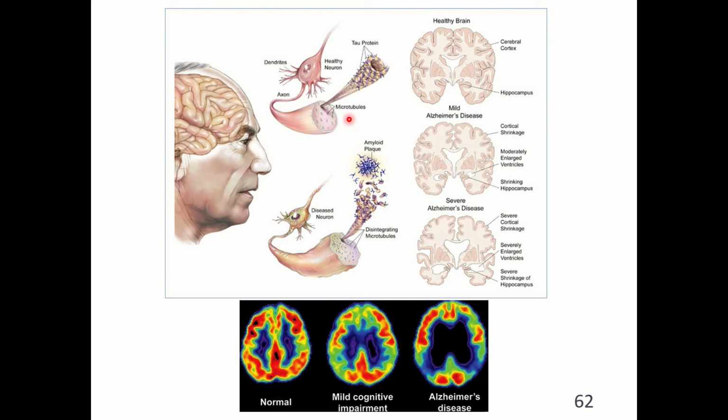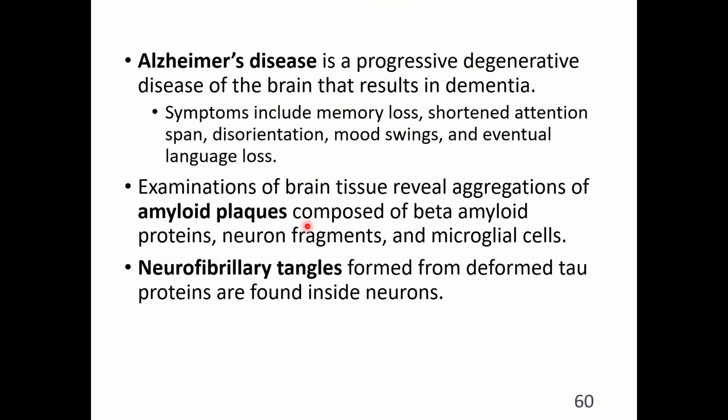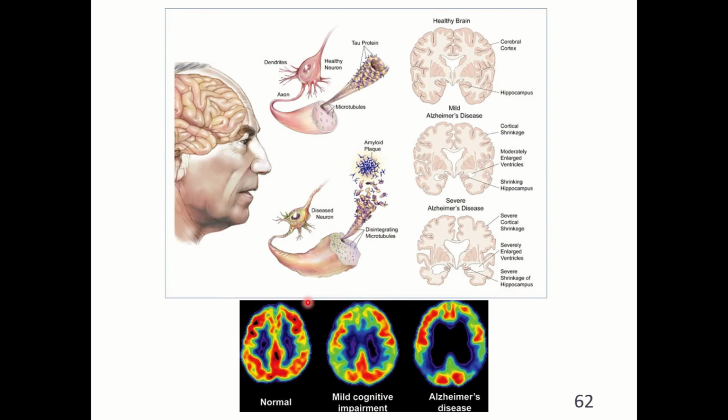The central illustration shows the healthy neuron with the healthy axons, healthy tau proteins, and then in the diseased neuron, we have disintegrating microtubules, and we have amyloid plaques and neurofibrillary tangles forming as the deformed tau proteins are accumulating inside the neuron.